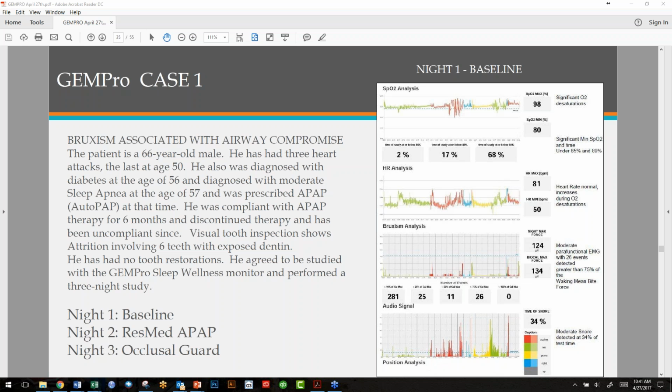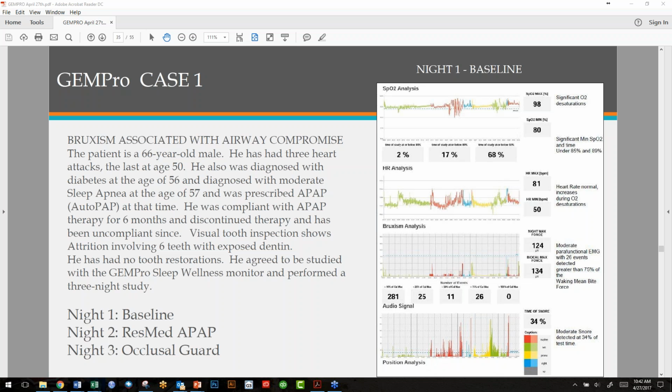APAP is, just so you guys know, most CPAPs that are prescribed now kind of automatically sense the pressure that you need, so they call them autopaps or APAP. So we did a test with that, and then we did a test with his guard. So this is night 1.